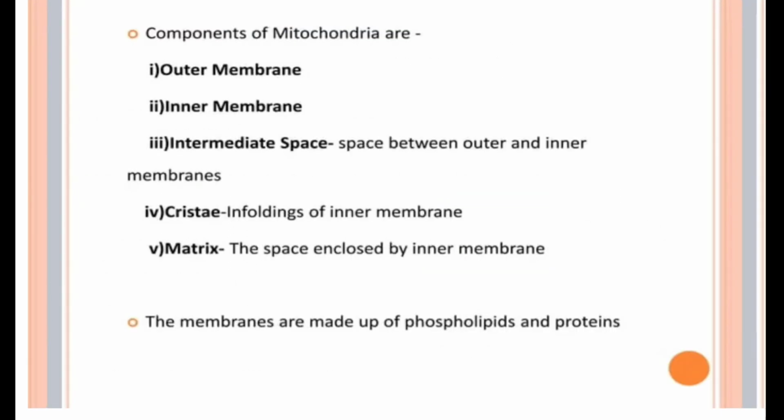In structure it is made up of the outer membrane, inner membrane and the intermediate space, which is the space between the outer and inner membranes, and the cristae. Cristae are the inner foldings of the inner membrane. The blue color part I have shown you is the matrix, the space enclosed by the inner membrane. The membranes are made up of phospholipids and proteins. It is the same as the cell membrane. All these membranes are covered.